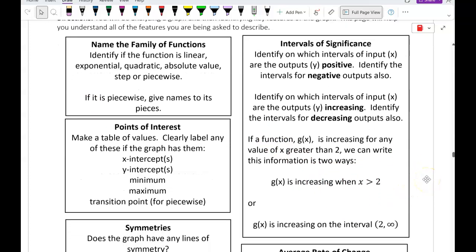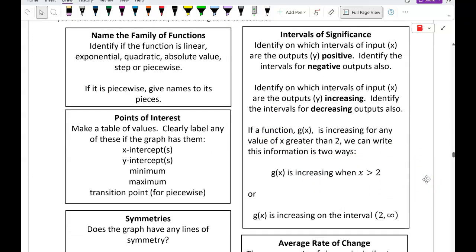Points of interest. You're going to make a table of values. Clearly label any of these if the graph has them: x-intercepts, y-intercepts, minimum, maximum, and a transition point if it is a piecewise function. And then going over to the right, intervals of significance. Intervals of significance are talking about your x-axis. They're talking about breaking your x-axis up into parts. The positive and negative is saying what part of my x-axis are my y values positive, what part of my x-axis are my y values negative.